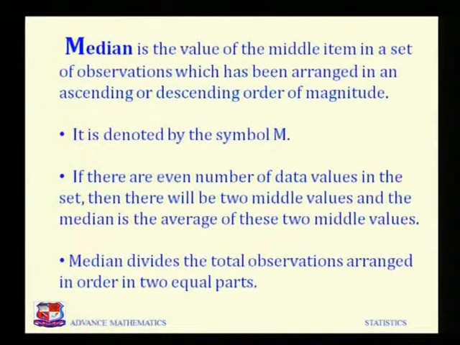Jaisa ki humne dekh liya ki median jo hota hai, wo hamare paas jo bhi observations di gayi hoti hai unko two equal parts mein divide kar deta hai, because it is the center most value, the middle most value, so it will divide the total observations into two equal parts. Like if we have 10 observations, then we will have two middle values. If we have 11 observations, then what about that? Agar hamare paas ab odd number of observations hai, tab kya hoga? That we will study later.